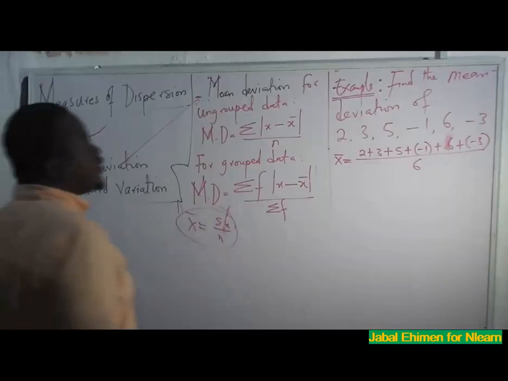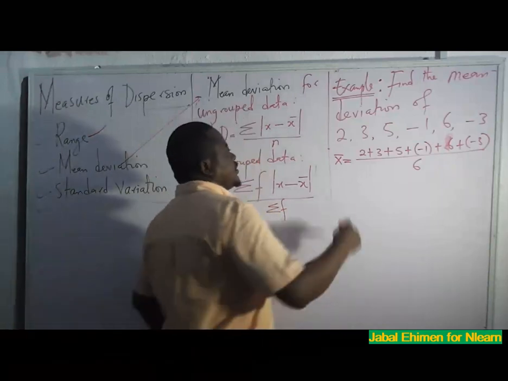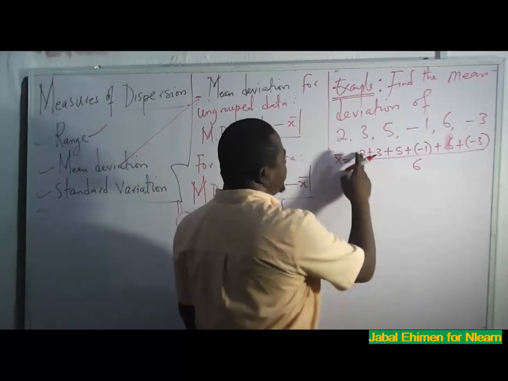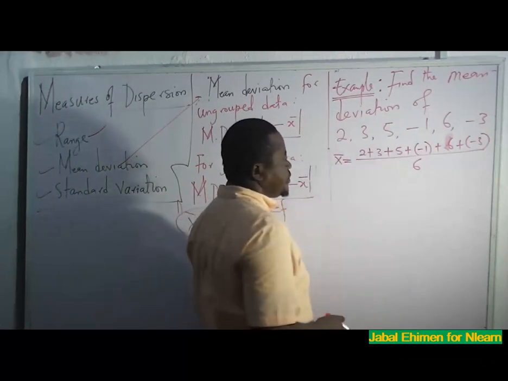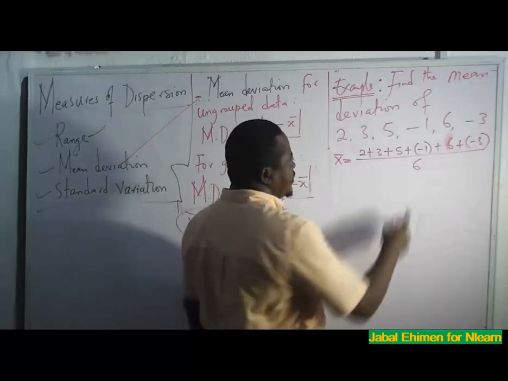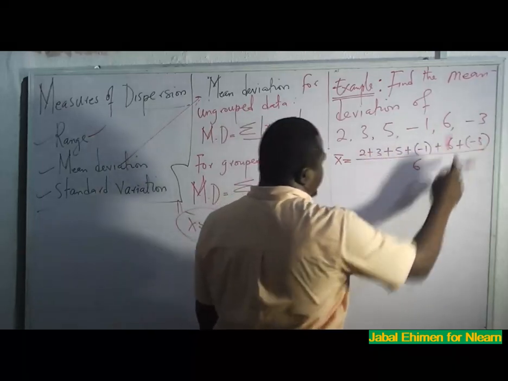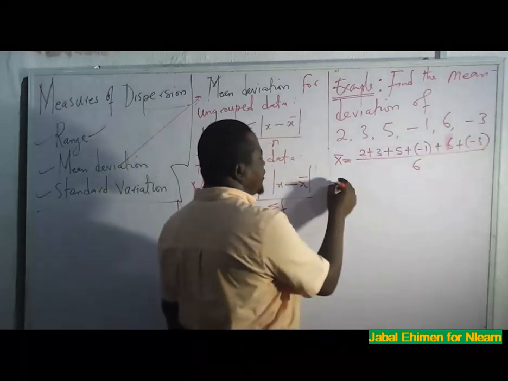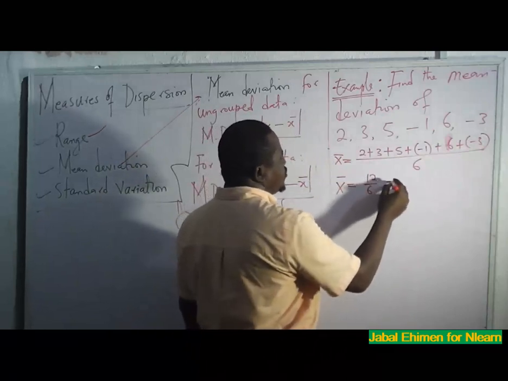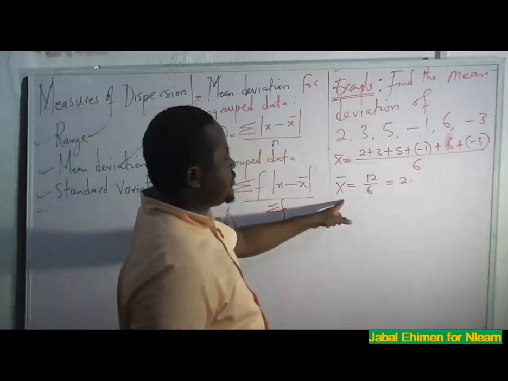Now from here we can consider the rest, in the sense that since there is no frequency, you can start adding. So we have 2, 3, 5, that's 10, plus 6, that's 16, minus 1, minus 3. So that becomes 16 minus 4. That's automatically x bar equals 12 over 6, which is 2. So now we know that the mean is 2.